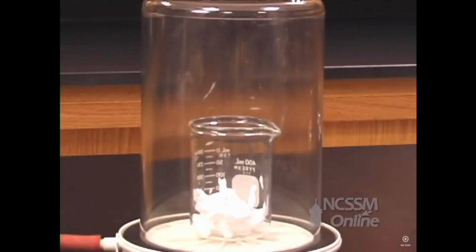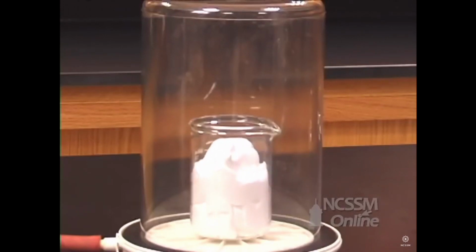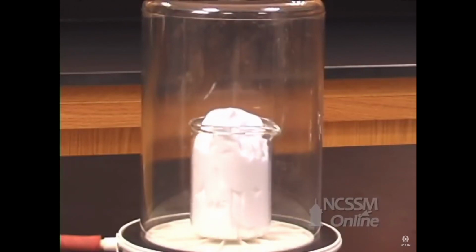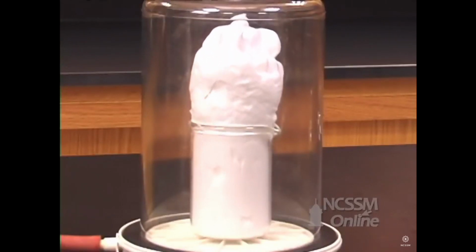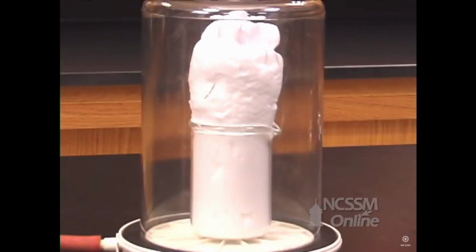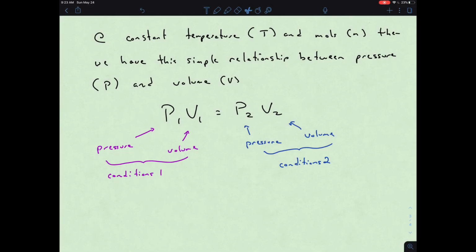Shaving cream again is a foam, basically gas trapped in a solvent, if you will. And so here, reducing the pressure, we see the volume of the gas expanding, with the shaving cream getting much larger in volume. So that's Boyle's Law, the inverse relationship between pressure and volume. Let's look at an example of Boyle's Law.